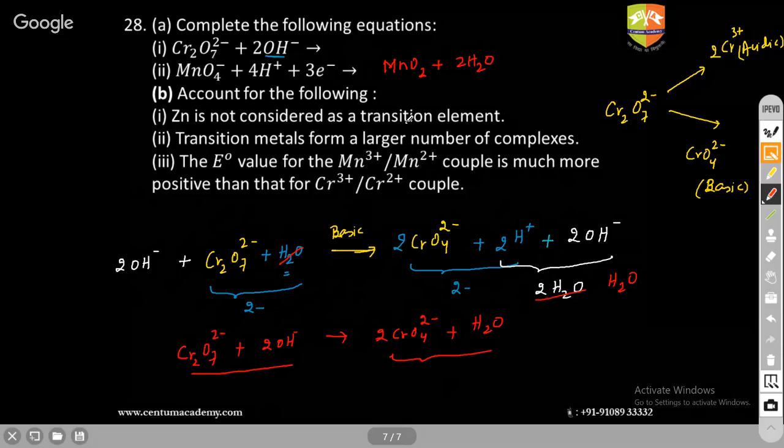Why do transition elements form a large number of complexes? Answer.